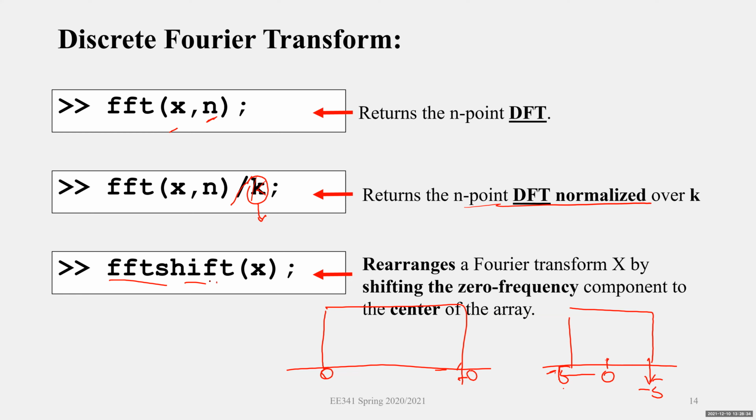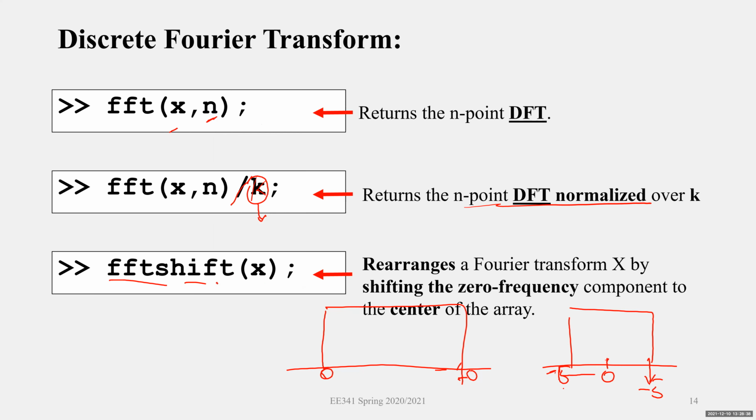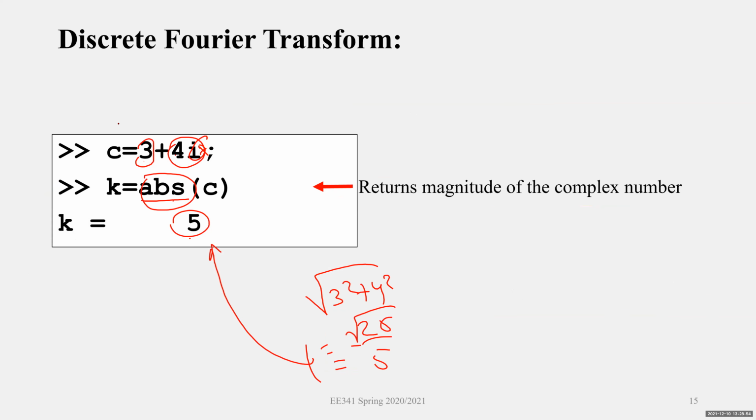Then fftshift will rearrange the Fourier transform by shifting the zero frequency component to the center. Okay, so this is all we need in the Fourier transform when we use fft. I told you that this will give me the absolute value, because this is a complex number. If I want to get the absolute value, then abs of this C will give me the absolute value.